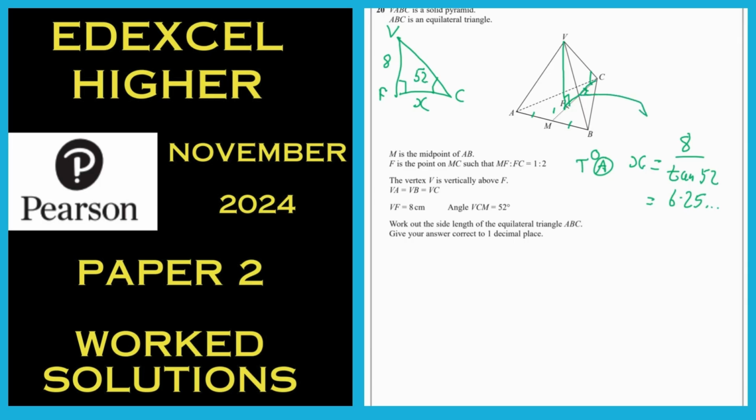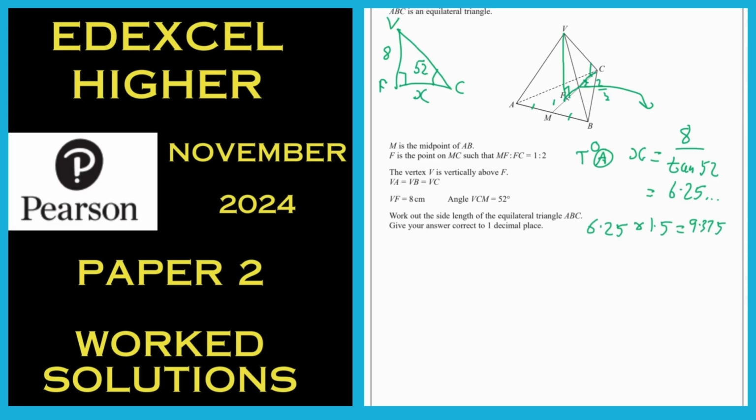But that's not the whole distance C to M. That's only part of the distance. To get the whole, we actually need to multiply it. We need to add on half because it's worth 2/3. We want 3/3. We need to add on half. Best way to add on half to something is times it by 1.5. Gives us 9.375-ish.